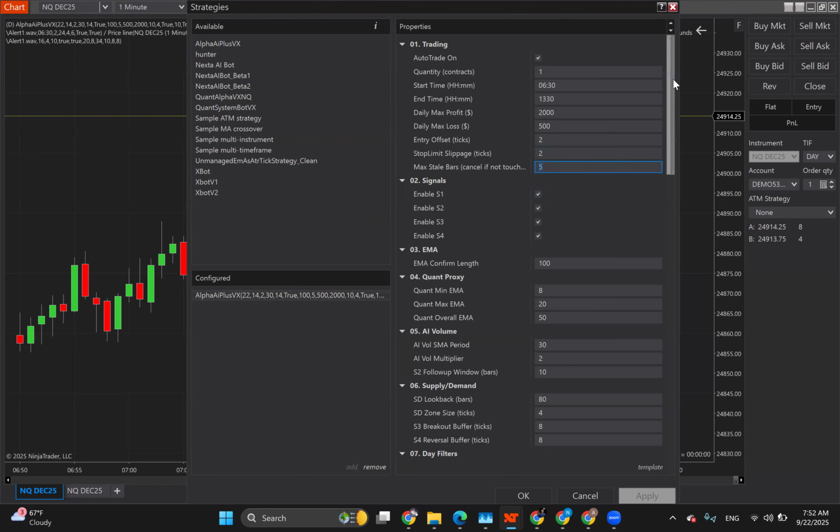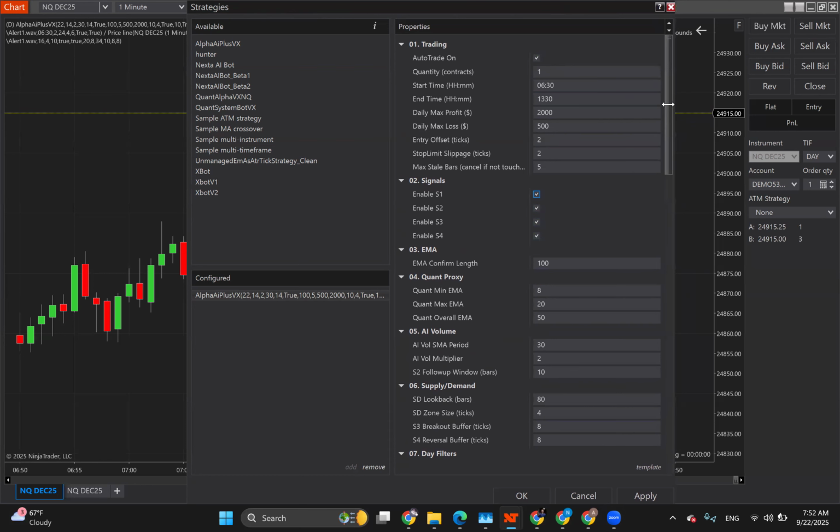And by the way, we have a ready template for NQ 1 minute. We're working on making a lot of templates for different markets. So all this is for the auto trading. If you turn this off and enable the strategy, you'll get just signals. Then the signals S1, S2, S4, you can actually disable any one. If you want to trade only S2 or only S4, which I don't suggest, you should just trade all 4 signals. And then the EMA confirmation length.